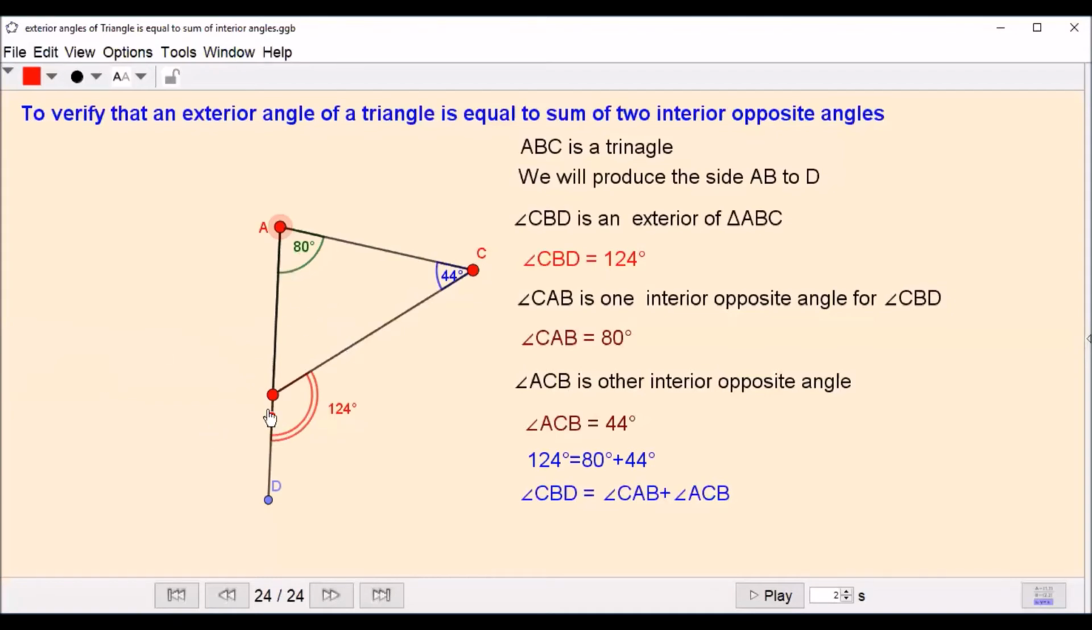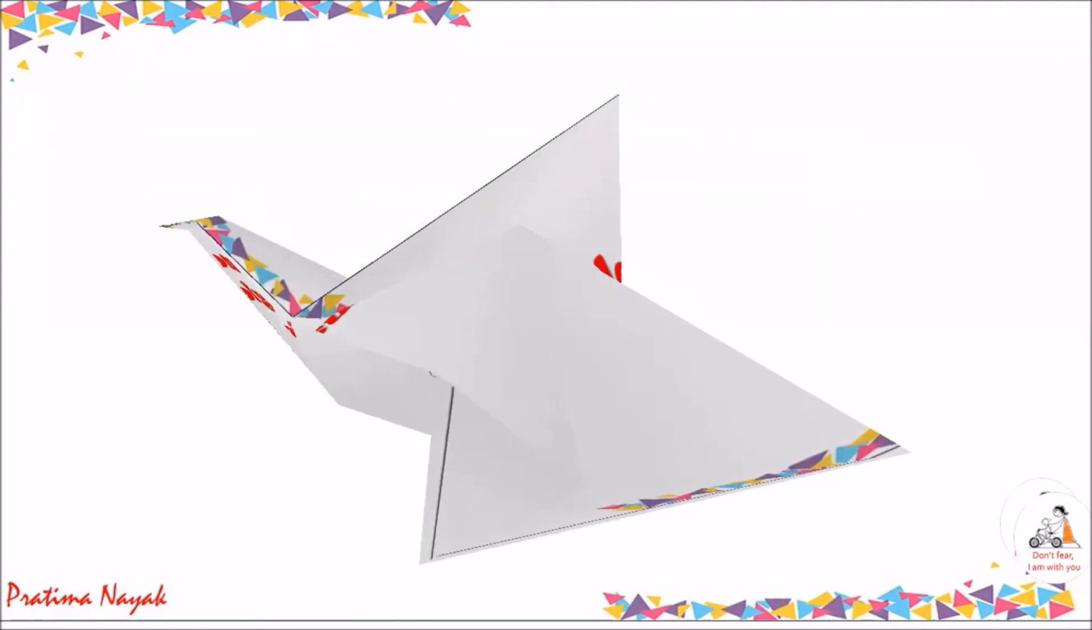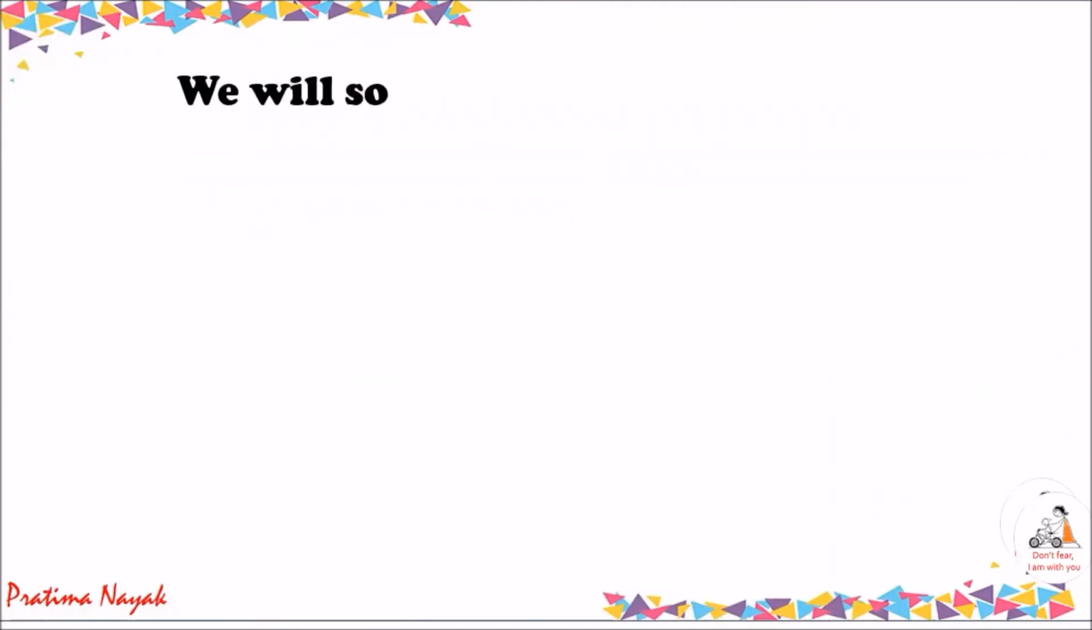Not only is AB produced, we can produce AC, we can produce CA, we can produce any side you can see, and you can also verify the same thing. You can draw it at home, measure with a protractor, and verify it. So we have verified that the measure of the exterior angle of a triangle is the sum of the two interior opposite angles. Now we will solve some problems based on this concept.